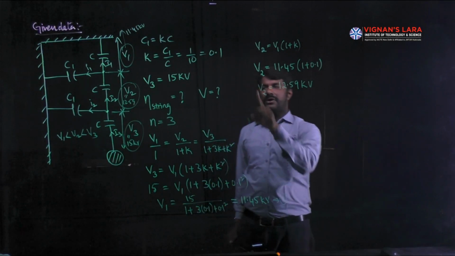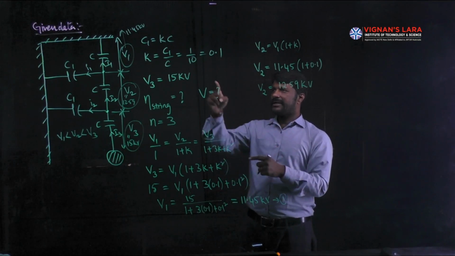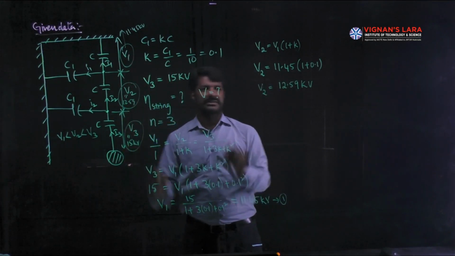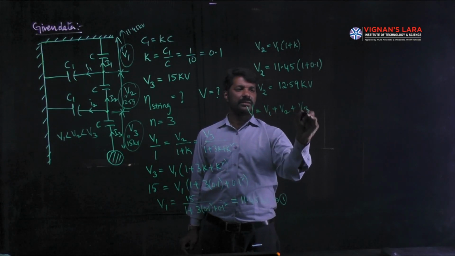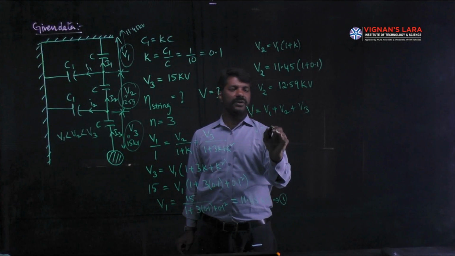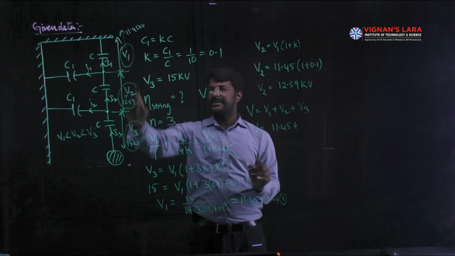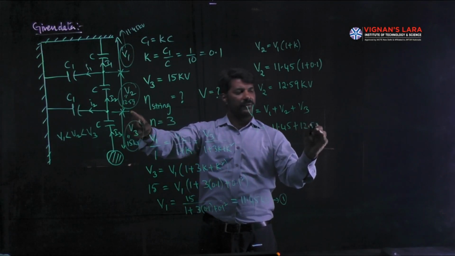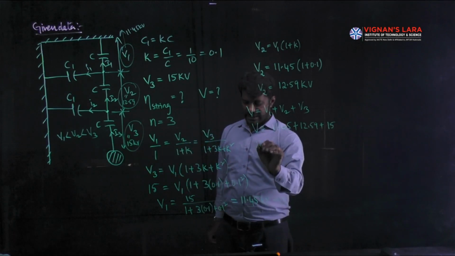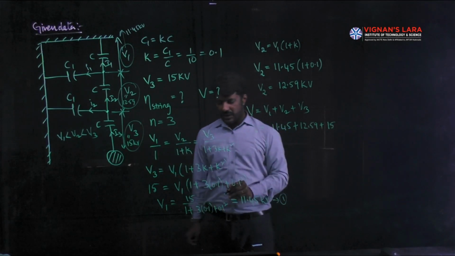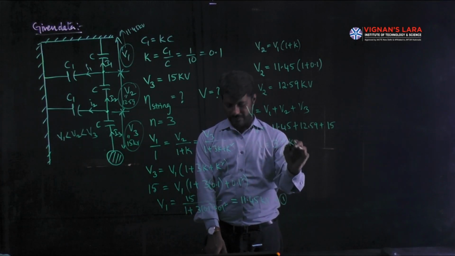Then we got all the voltages across the three units, which are similar units but subjected to different voltages. Then the operating voltage capital V is equal to V1 plus V2 plus V3. That is, capital V is equal to 11.45 kV plus 12.59 kV plus 15 kV. The summation of all this gives the entire magnitude of the voltage, which is equal to 39 kV.